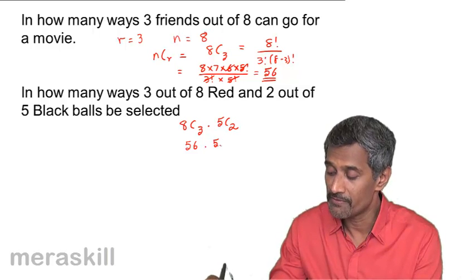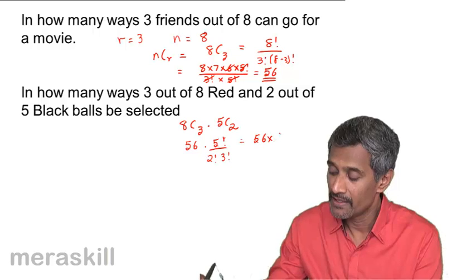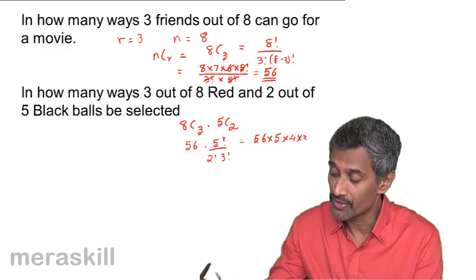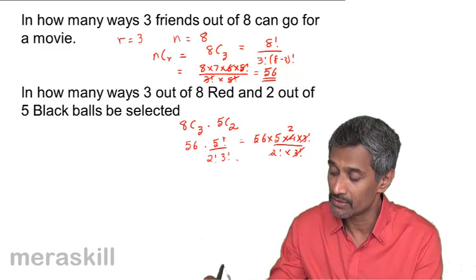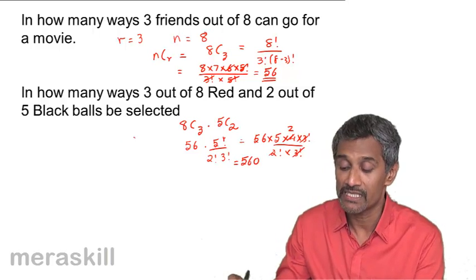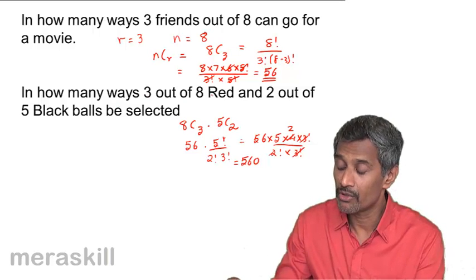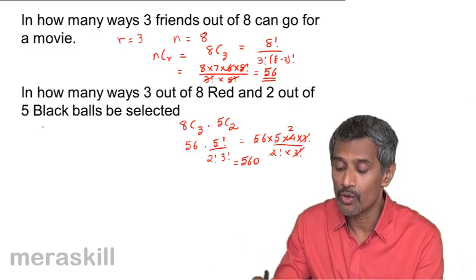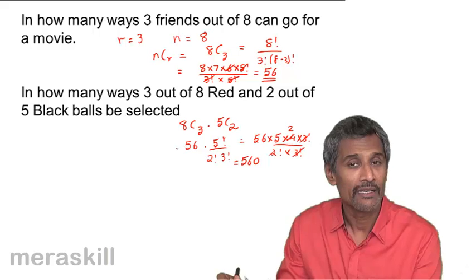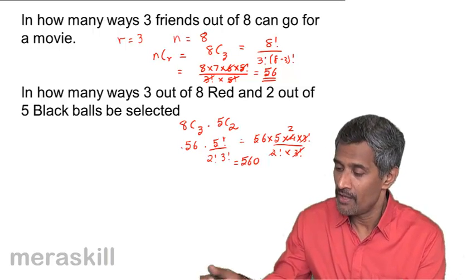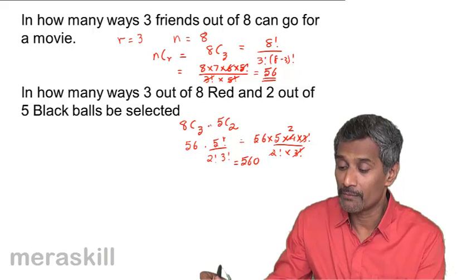And 5C2 will be 5 factorial upon 2 factorial into (5 minus 2), that is 3 factorial, which will turn out to be 56 into 5 into 4 into 3 factorial upon 2 factorial into 3 factorial. This gets cancelled and you have 2. So it's 56 into 10, 560 ways we can select 3 out of 8 red and 2 out of 5 black balls. So 560 selections can be made. So this is a simple understanding of how we can apply the formula.